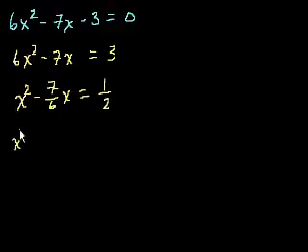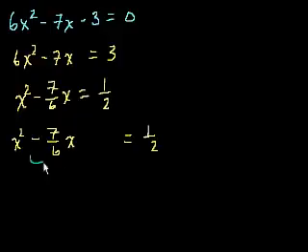So we have x squared, I'm just going to open up some space, minus 7/6x plus something is going to be equal to 1/2. And so we have to add something here so that this left-hand expression becomes a squared expression. So how do we do that? Well, essentially we look at this coefficient, and keep in mind it's not just 7/6, it's minus 7/6.